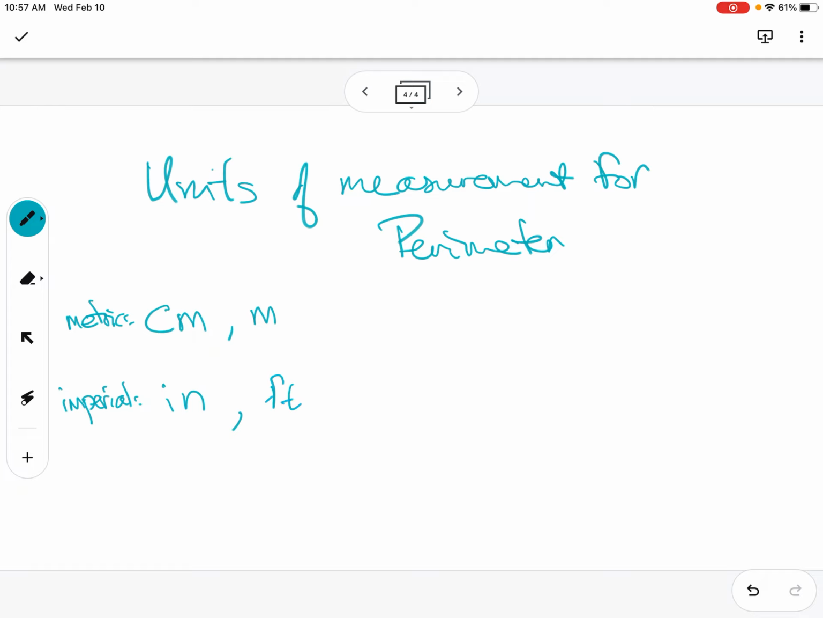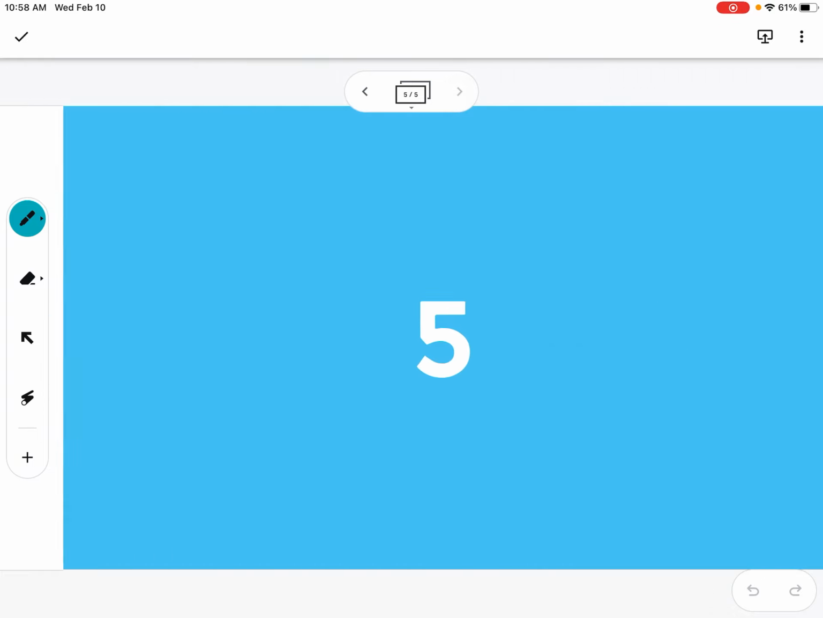If it's getting really long in metric, I might use kilometers. In imperial, a little bit bigger than feet, I might use yards. Bigger than that, I might use miles. Those are all different units of measurement that I could use to measure the distance around the outside of a shape. So those are units of measurement for perimeter.